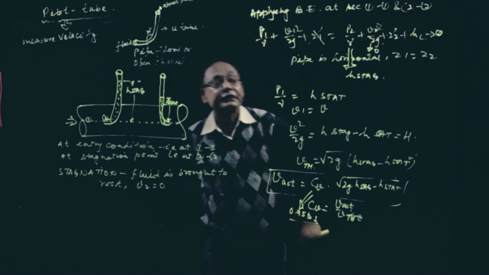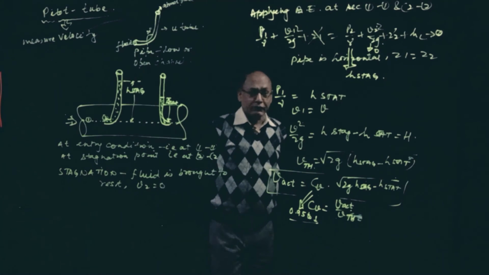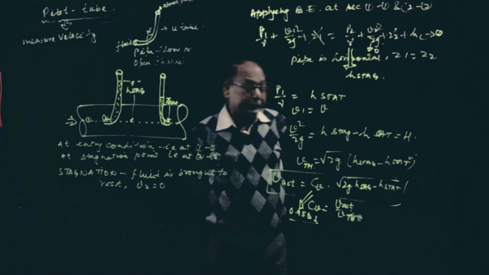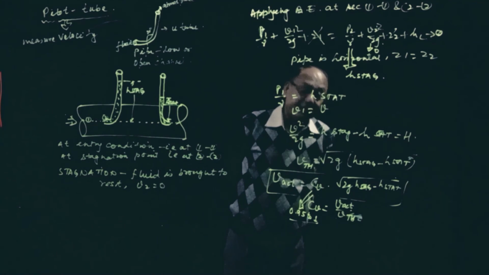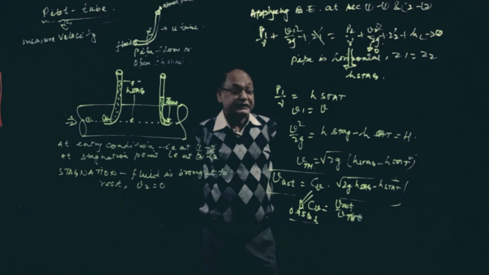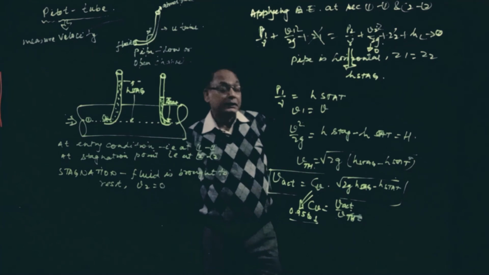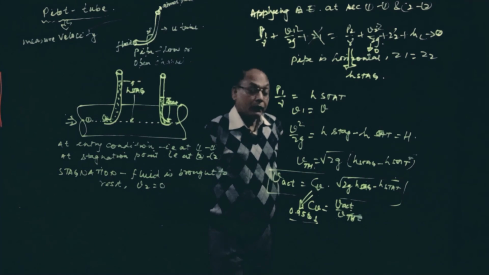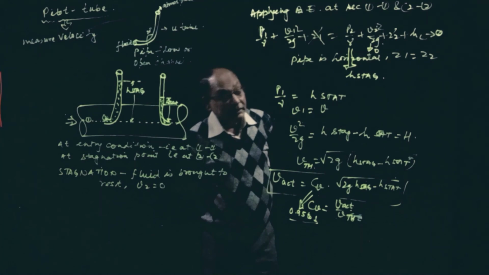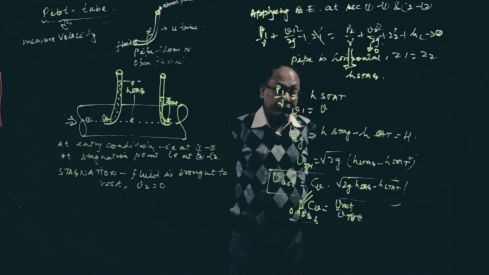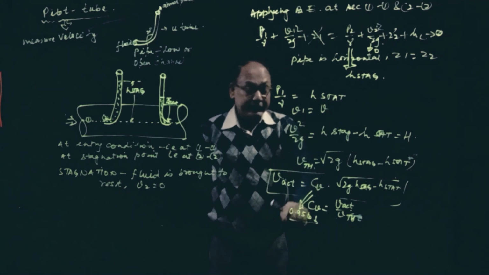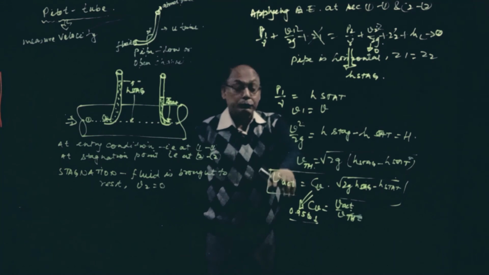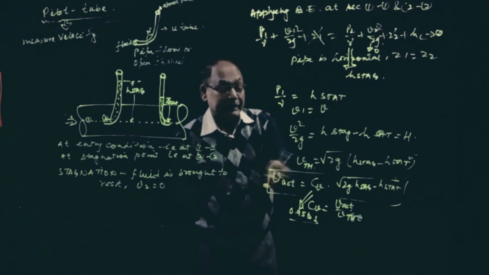But remember, this equation gives you the theoretical velocity only. Actual velocity will be given by introducing a coefficient called coefficient of velocity, Cv, which is defined as V actual by V theoretical. So V actual will always be less than V theoretical. So V actual will be Cv into V theoretical. Value of Cv will be around 0.9521. So by that way, we can apply this equation and find out the velocity.